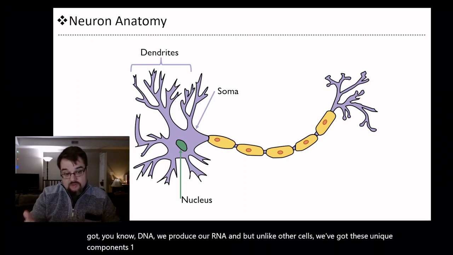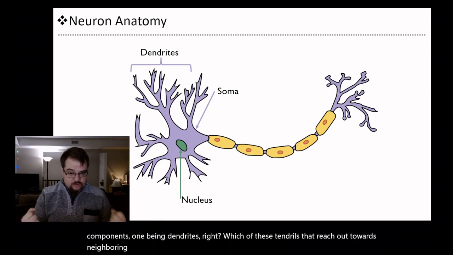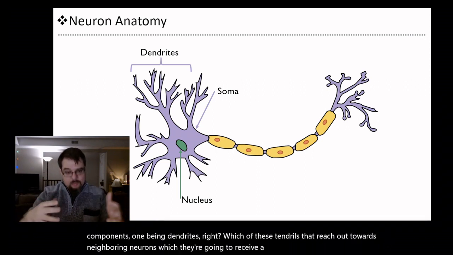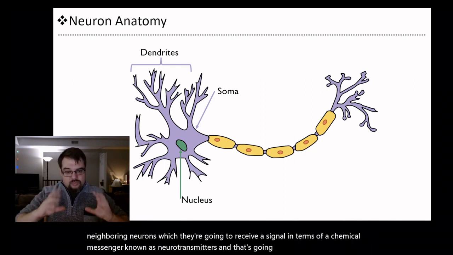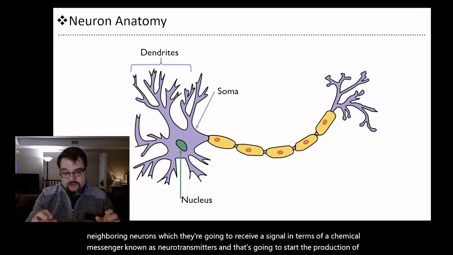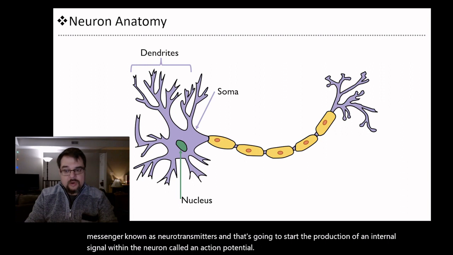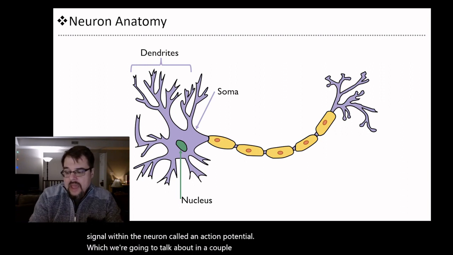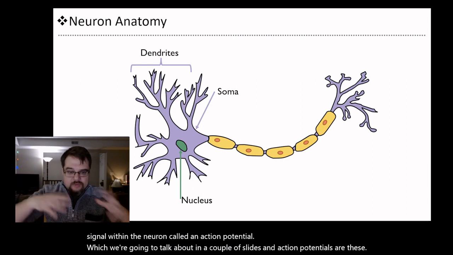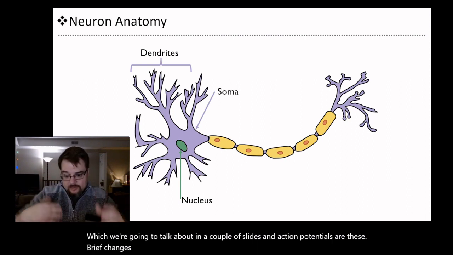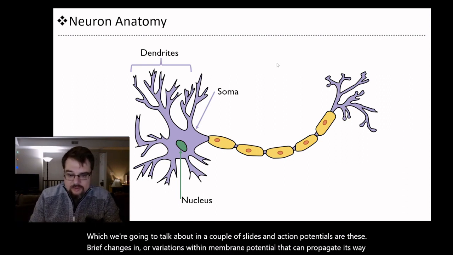But unlike other cells, we've got these unique components. One being dendrites, which are these tendrils that reach out towards neighboring neurons, from which they receive a signal in terms of a chemical messenger known as neurotransmitters. That's going to start the production of an internal signal within the neuron called an action potential, which we're going to talk about in a couple of slides. Action potentials are brief changes or variations within membrane potential that can propagate their way down an axon.